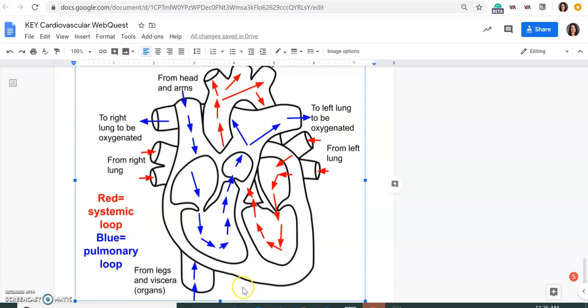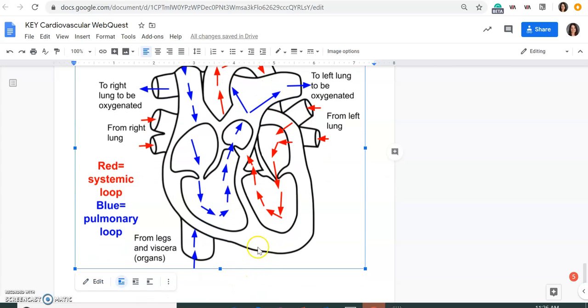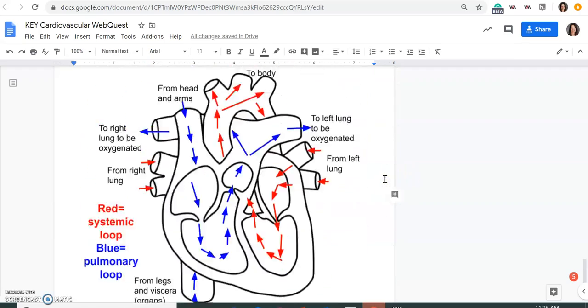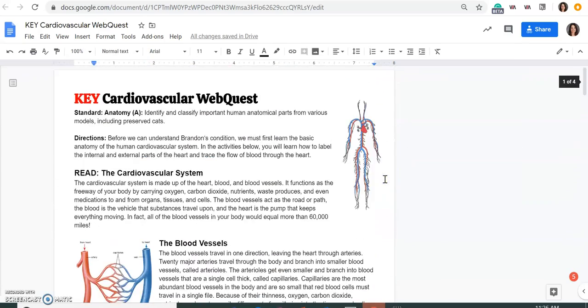And then again, like I said earlier, there's also a posterior portion of the aorta, which isn't shown here in this model, which goes to the posterior portion of the body. Okay, so those are the answers for the Cardiovascular Webquest.